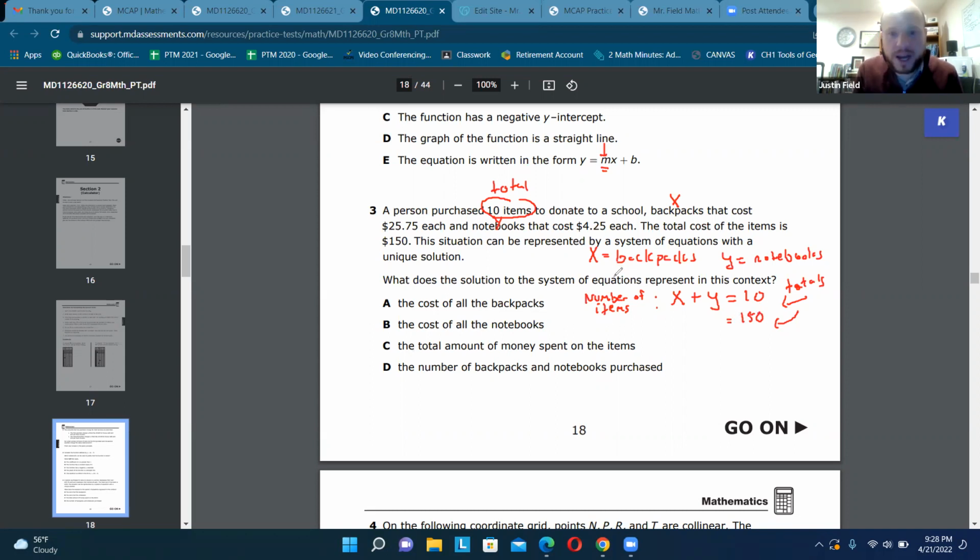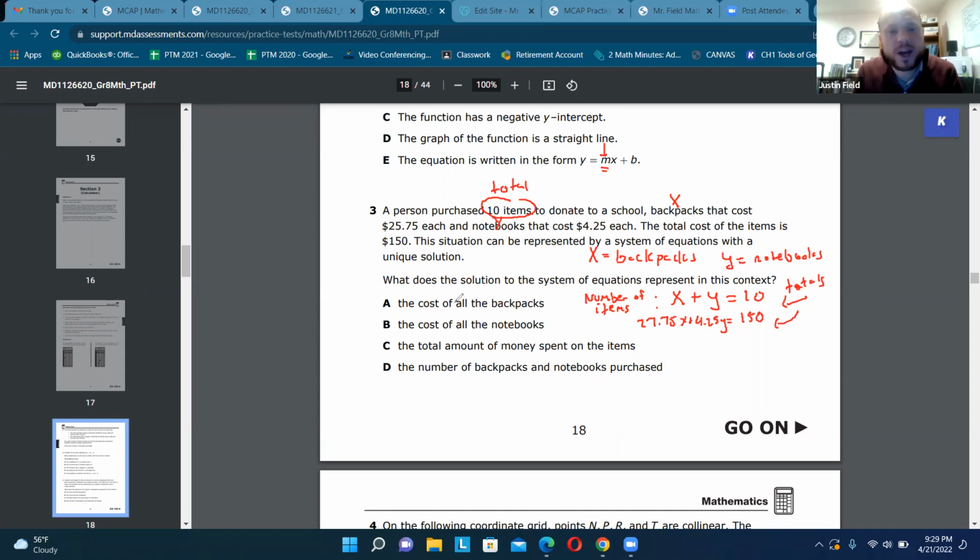And how much do the backpacks cost? $27.75. So write that like that. How much do the notebooks cost? $4.25. Oh, I did not give myself enough room to write those numbers. So 27.75x plus 4.25y. And now we want to know what does the solution of the system represent in this context?